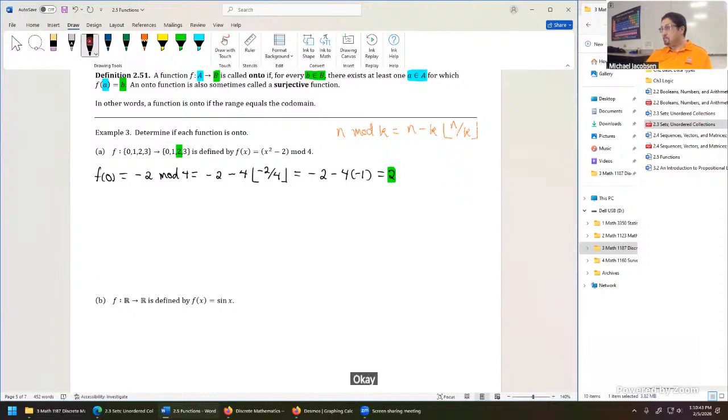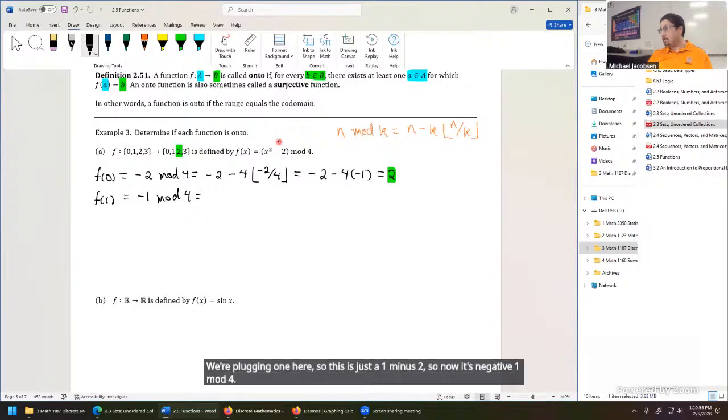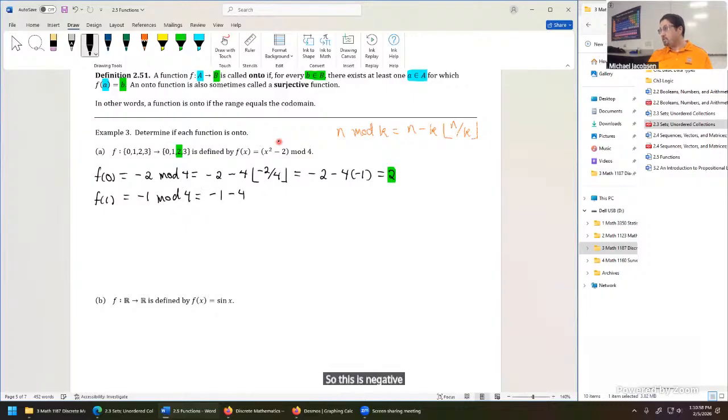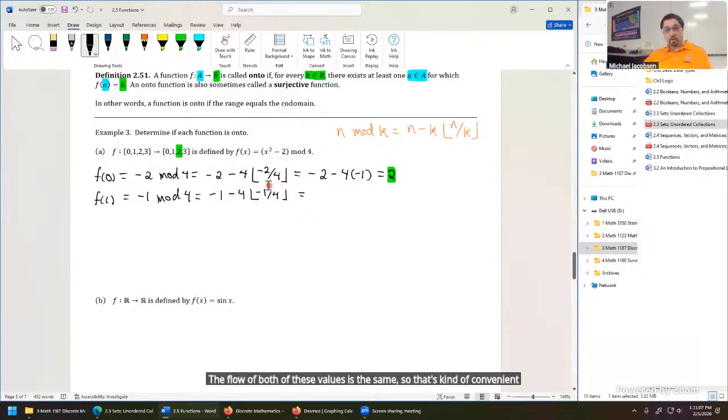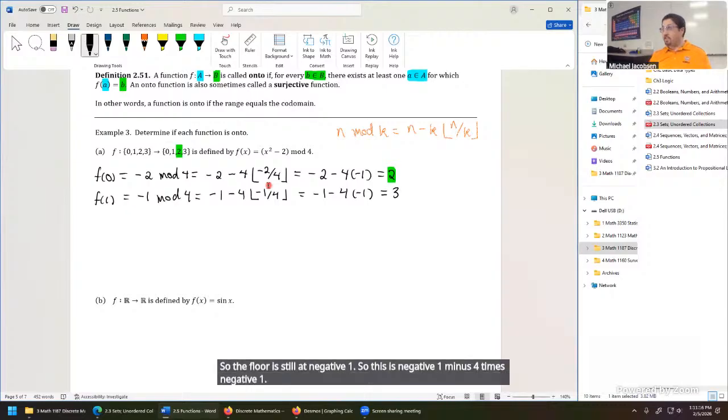Okay, continuing on, let's move to the next element, f at 1. We're plugging 1 here, so this is just a 1 minus 2. So now it's negative 1 mod 4. So this is negative 1 minus 4 times the floor of negative 1/4. The floor of both of these values is the same, so that's kind of convenient in this particular setting. This is negative 0.25, so the floor is still a negative 1. So this is negative 1 minus 4 times negative 1 for a value of 3 altogether.